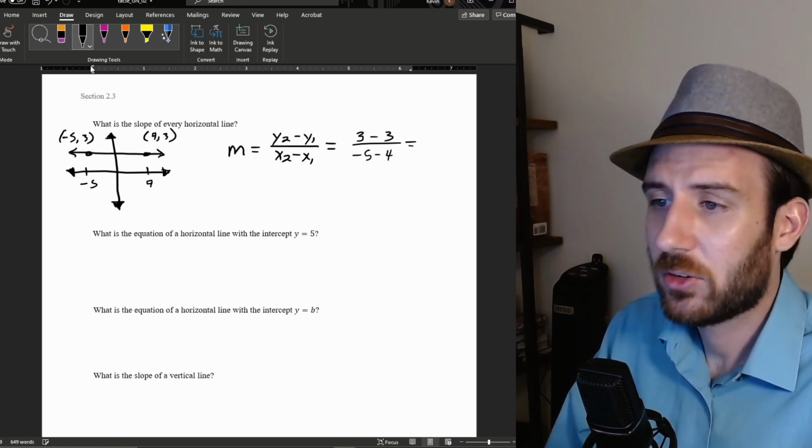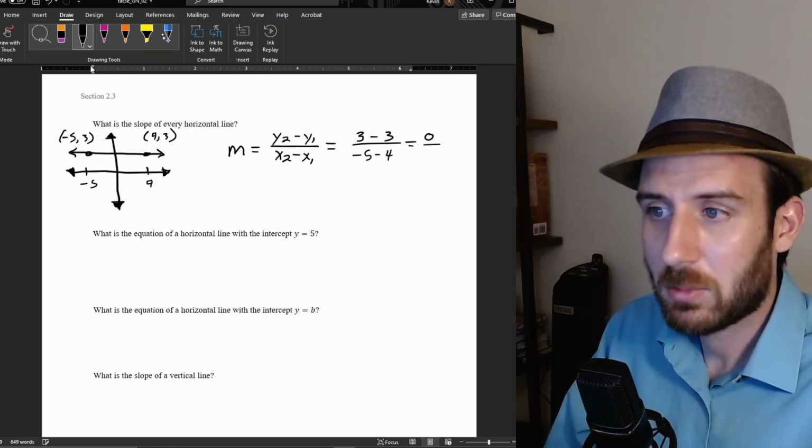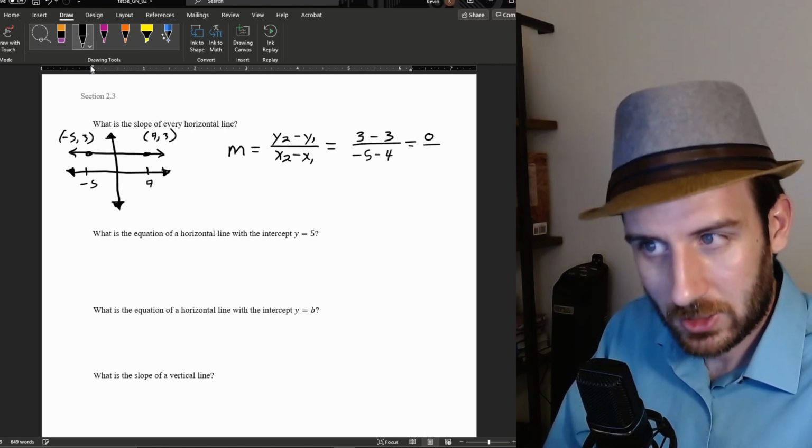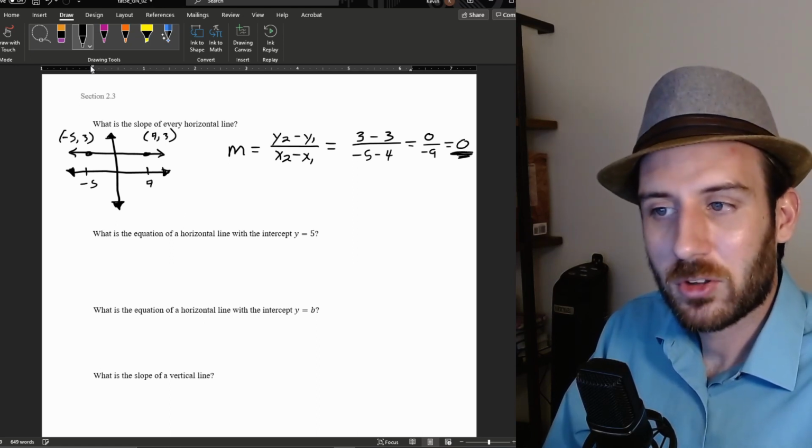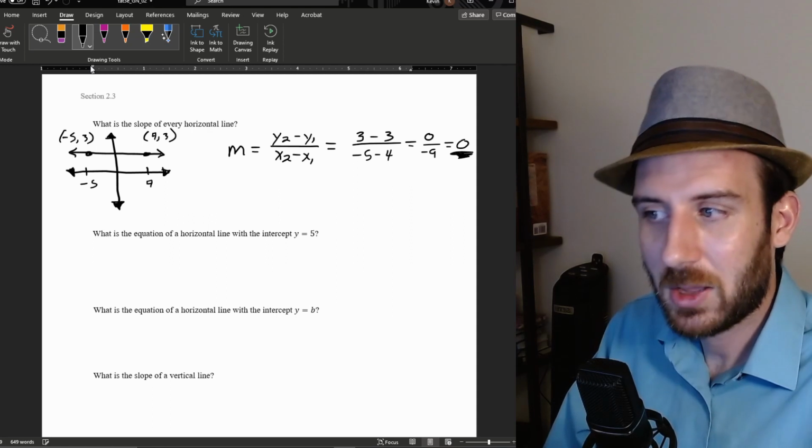And so we could solve this out and say 3 minus 3 is 0. -5 minus 4 is -9. There we are, equals 0. Okay, so that's the slope of a horizontal line. In fact, that'd be the slope of any horizontal line.